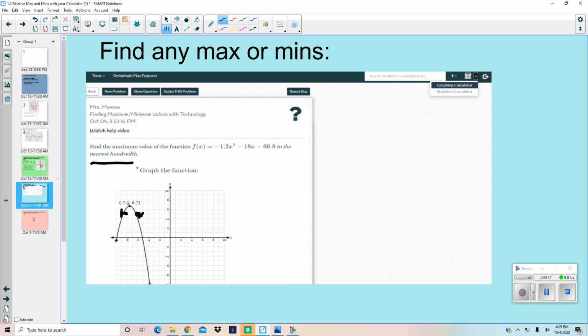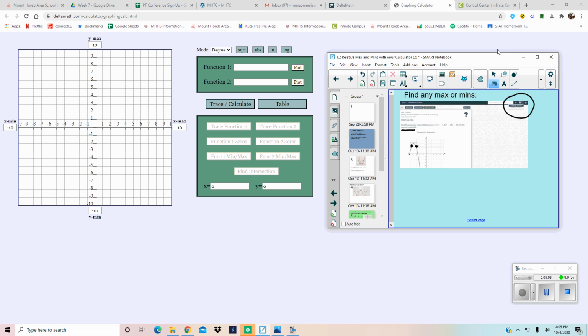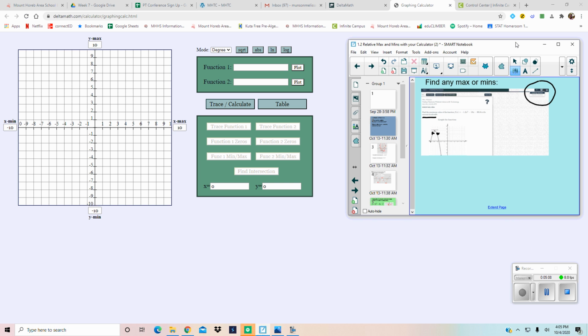One thing to note in Delta Math is if you go up here to the upper right-hand corner, there's a graphing calculator option. So if you don't want to use your own graphing calculator and you want to use the one in Delta Math, you're welcome to do that. So if you click on graphing calculator, it'll take you to a new screen. Let me see if I can minimize this. This is the screen it's going to take you to. And so you're going to put in the function right here.